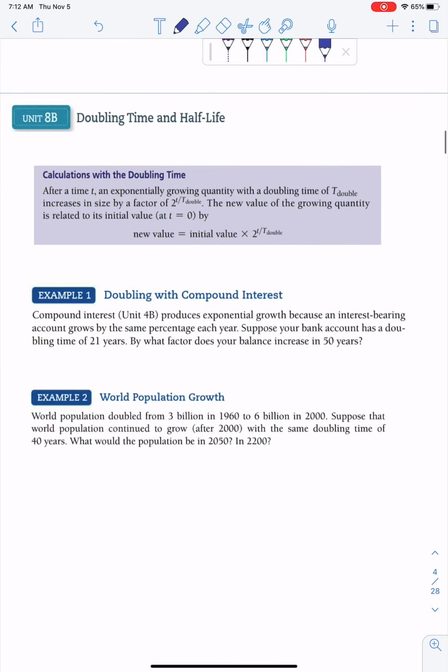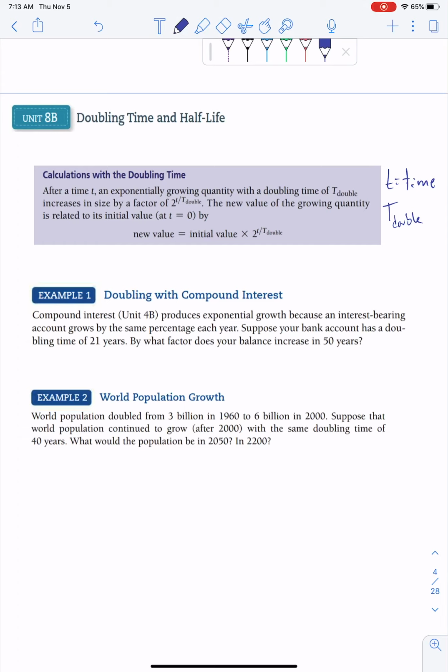All right, doubling time and half-life. So to calculate doubling time, it's something that you're going to be asked to do. You're going to be given information, and it's going to ask you how long it takes for it to double. So after a time t, where t represents time in these equations, an exponentially growing quantity with a doubling time of T double, where big T double is how long it takes for a quantity to double, increases in size by a factor of 2 to the t divided by T double.